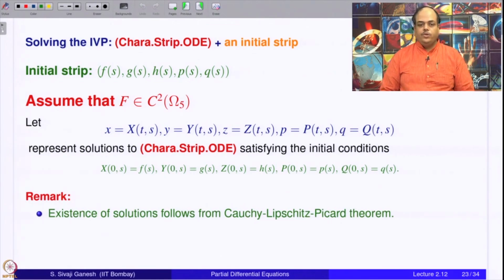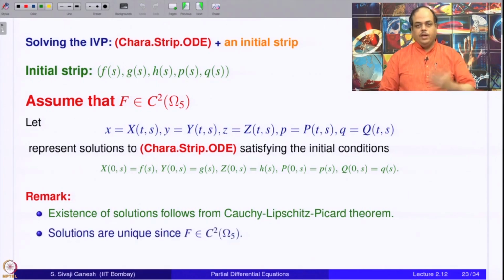Now, existence of solutions like this follows from the Cauchy-Lipschitz-Picard theorem. That is why I assumed f is C2, because the right hand side will involve Fp, Fq, etc. So, to guarantee that the right hand side is Lipschitz, one easy way is to assume that the right hand side is C1, then it will be locally Lipschitz, and then we have existence of unique solutions. That would require f is C2, that is why I have added f is C2.